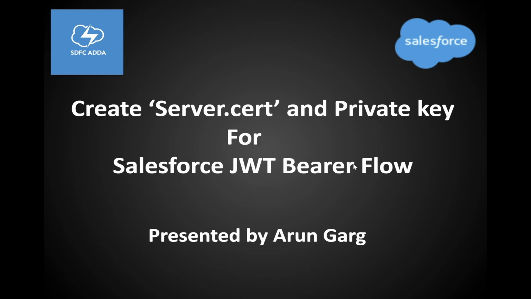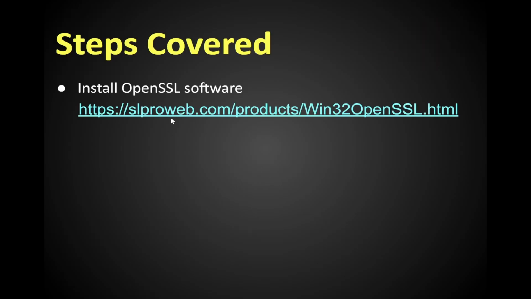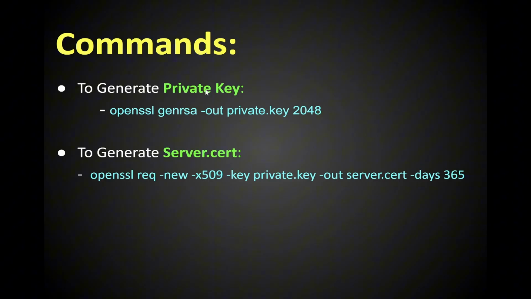So let's get started. We will first install OpenSSL and then use two simple commands. You can see these are the two simple commands. We will use these two commands to generate the private key and certificate which are required for Salesforce JWT Bearer Flow. So let's switch to the live demo and start by installing OpenSSL software first.